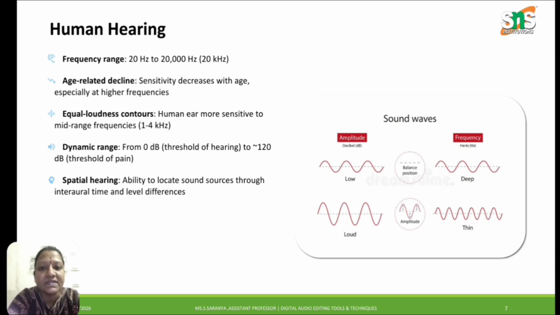Audio editors use studio planning and sound recording techniques to create an impressive listening experience based on these natural hearing abilities. Moreover, it starts from 0 decibels, while sounds above 120 decibels may cause pain or hearing damage.